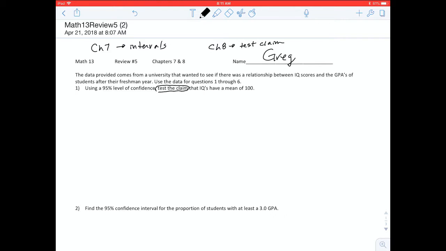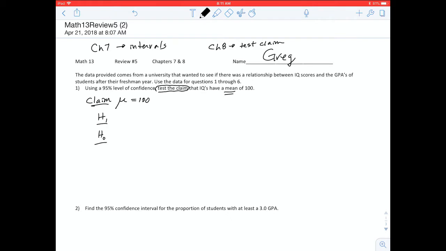For example, here this one is saying test the claim, and then it's the mean. So the claim would be that the mean is equal to 100, and then you would write down the H sub 1 and the H sub 0. So I'll leave that for you to do.